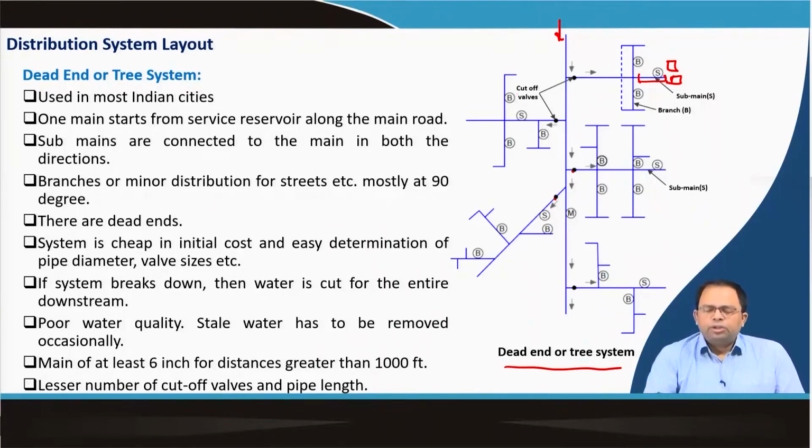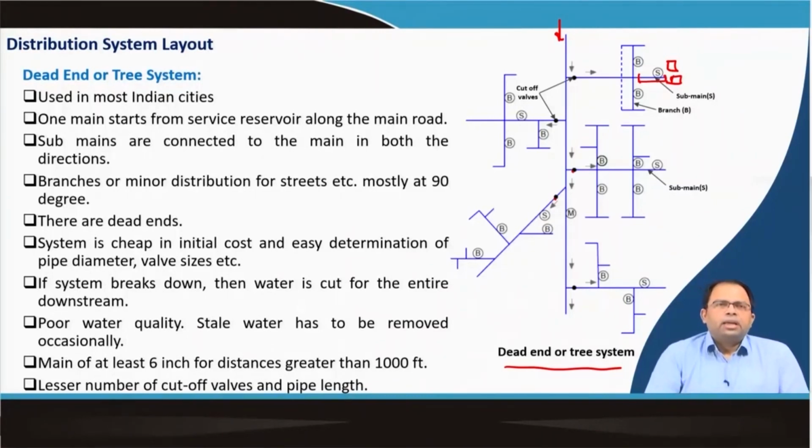So there are many issues with this dead end system, but at the same time this is the most convenient system, because as the city grows you can keep on growing the network. In that way it is good and easy, and the number of valves required is less, but of course the benefits you get from other systems like loop systems are not possible here.